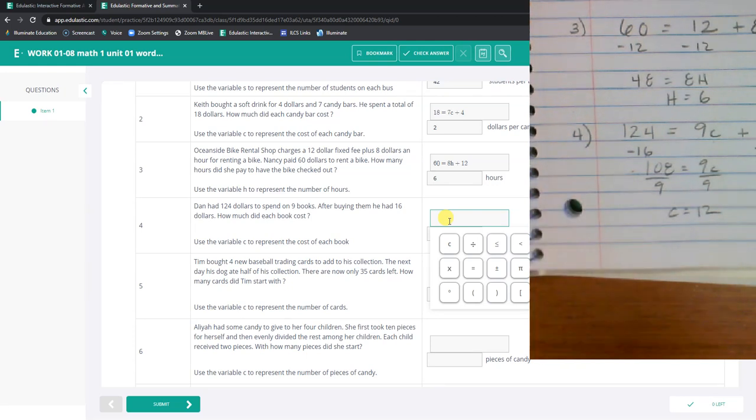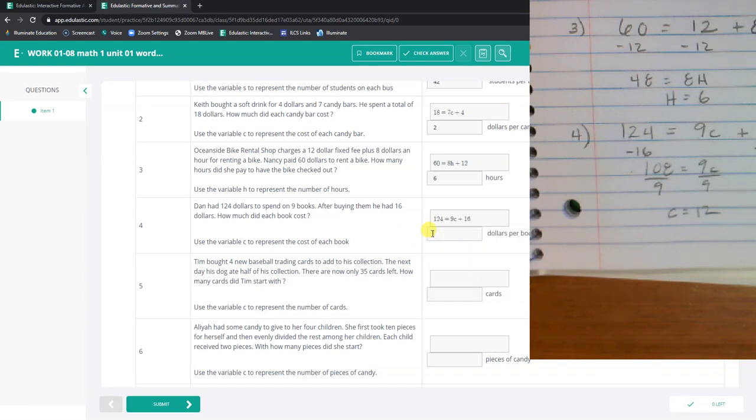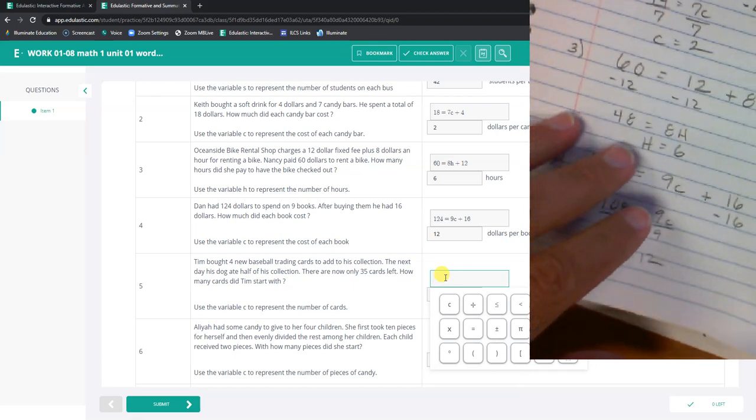So C equals 12. So 124 equals 9C, 9 times the cost of a book, plus 16, and the cost of a book is $12. Number 5.